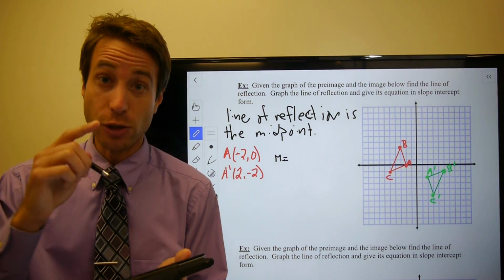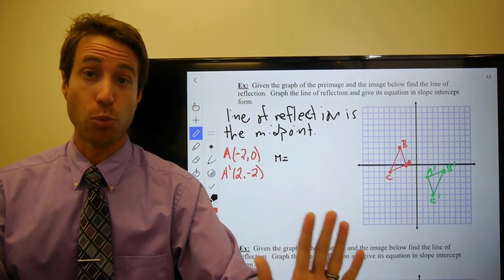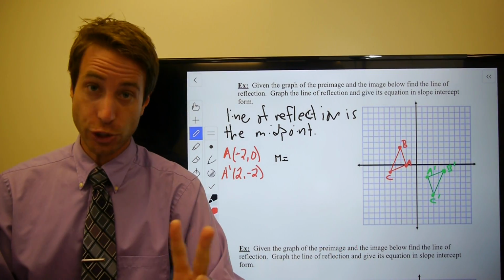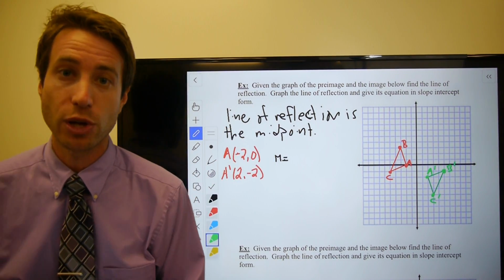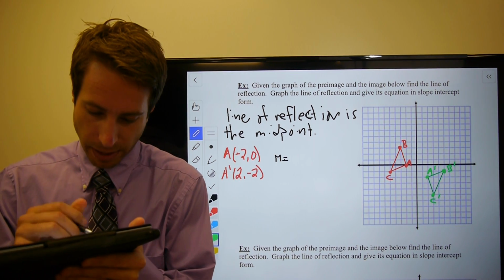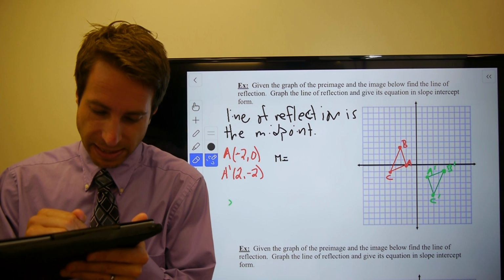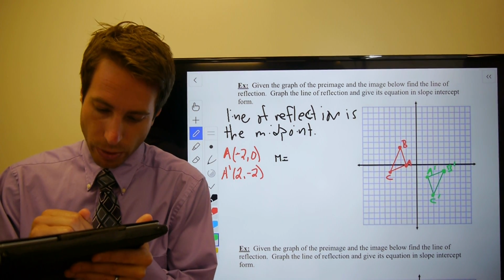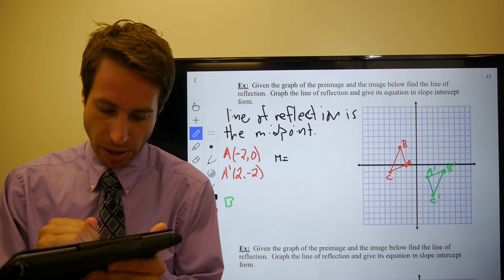Then I need to do B and B prime, or do C and C prime. Again, it doesn't matter what 2 points you pick, you're going to get the line of reflection, all right? So you could do it for whichever one you want. I'll just do it for B, because I feel like it. Feel free to do it for C instead if you would prefer. As long as you do the algebra right, you're going to get the same answer I get.